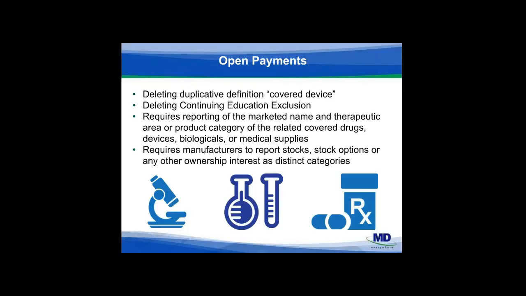CMS is going to require reporting of the marketed name and therapeutic area or product category of the related drug, device, biological, or medical supply, unless that payment or transfer of value is not related to the particular non-covered device. They're also going to require applicable manufacturers to report stock options or other ownership interest as a distinct category. This will enable CMS to collect more specific data regarding the forms of payments made by applicable manufacturers. Based on public comments, these manufacturers need to update their systems according to the new requirements, and the changes for data collection will be mandated come January 1st, 2016.